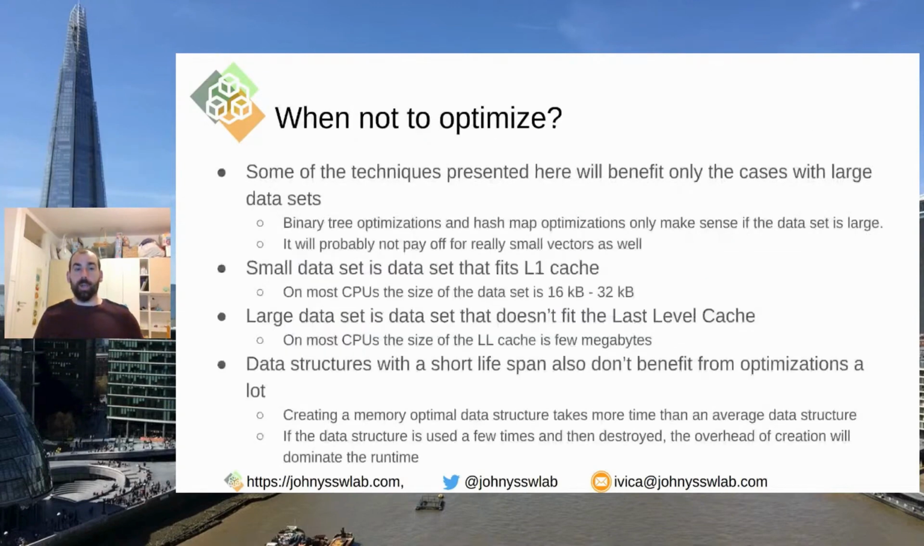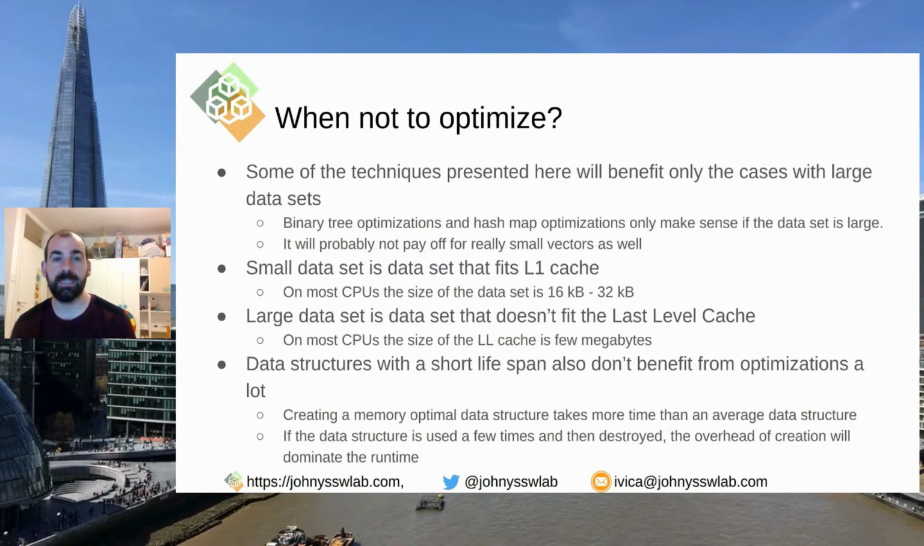Okay. So we talked all the time about the optimization. Our question is when not to optimize, and there are many times that you don't want to optimize. So some of the techniques presented here will benefit only the cases with large data sets. So if you had a binary tree or hash map, make sure it's large enough before trying to optimize anything. If it's really small, the memory won't be an issue. There maybe you will have some other issues. So hash map with 32 entries or binary tree with 128 entries is not a problem.